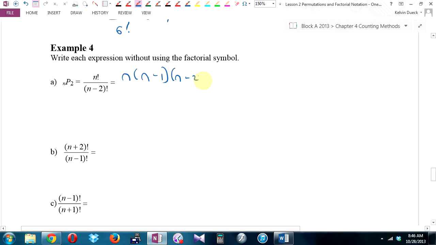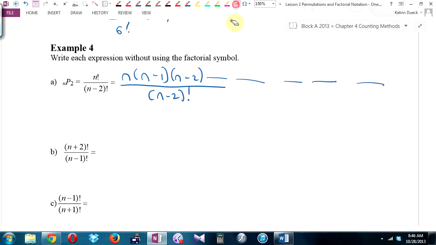Why do I stop here? What's on the bottom of the fraction? Not quite n minus 2, it's n minus 2 factorial. Because I have now matched what's on the bottom, I could write n minus 3, n minus 4, n minus 5, except I can replace all of that with n minus 2 factorial.